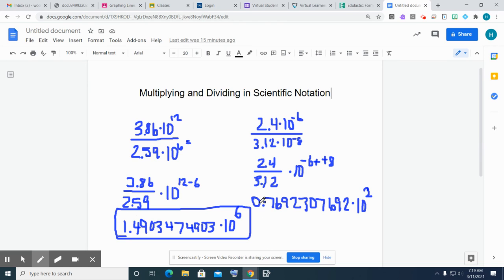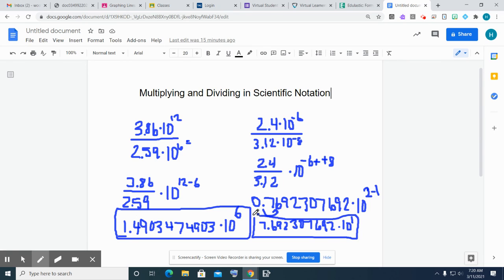But when we look, our decimal is going to have to shift to the right one time in order to have our leading digit follow the correct criteria, which means we have to subtract 1. So we have 7.69230769 times 10 to the power of 1. And that would be our final answer.